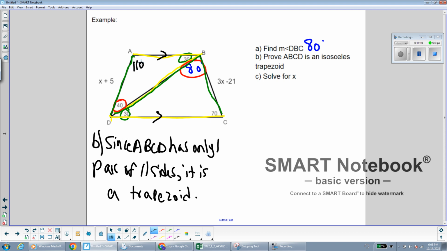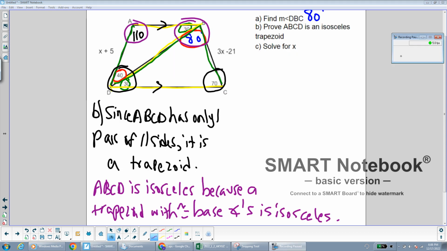So let's see if the upper base angles are congruent. Let me get a different color. Here we go. This upper base angle is 110 degrees. And this upper base angle is 80 plus 30, which is 110 degrees as well. Now let's check if the lower base angles are also congruent. This lower base angle is 70 degrees. And guess what? This one is too. So we know for sure that we do have an isosceles trapezoid because we just showed that the base angles of this trapezoid are congruent, making it isosceles.